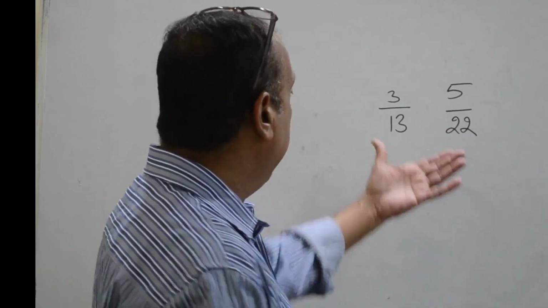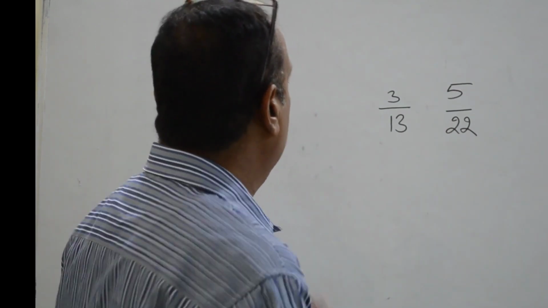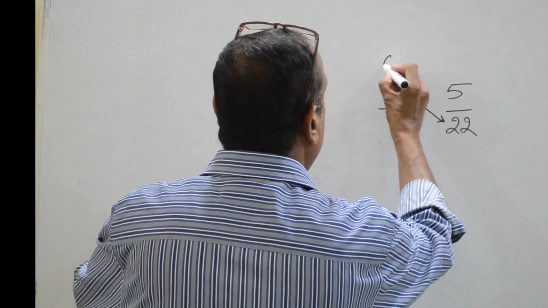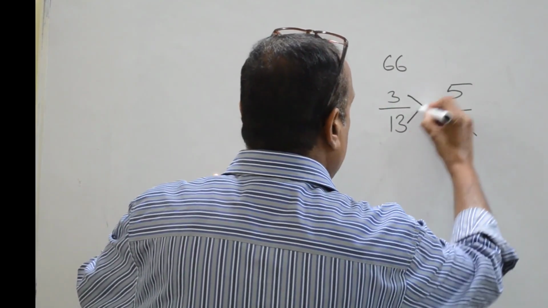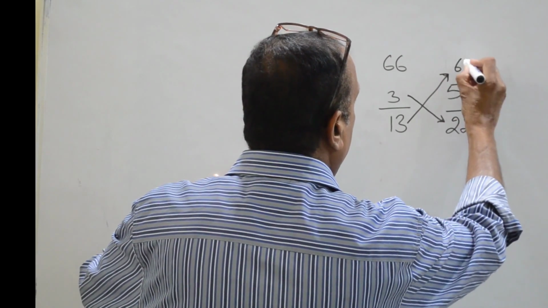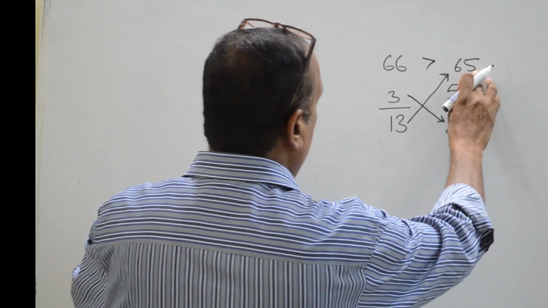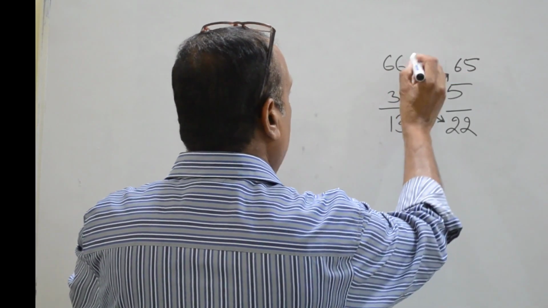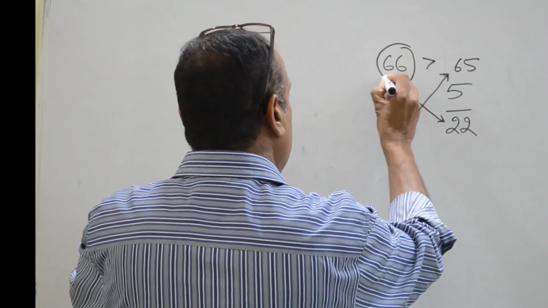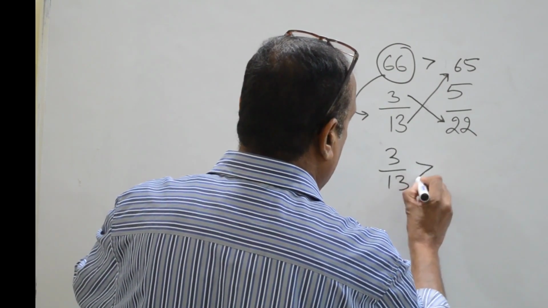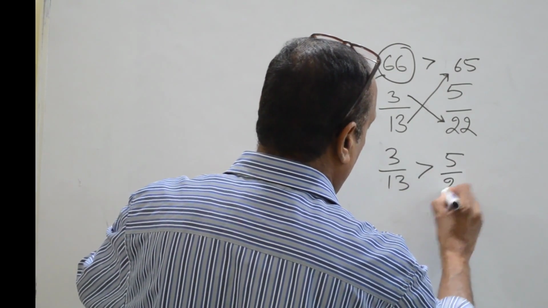Now let us compare these two fractions. 3 multiplied by 22 is 66. 13 multiplied by 5 is 65. 66 is greater than 65, so the fraction on the side of 66, that is 3 over 13, is greater than 5 upon 22.